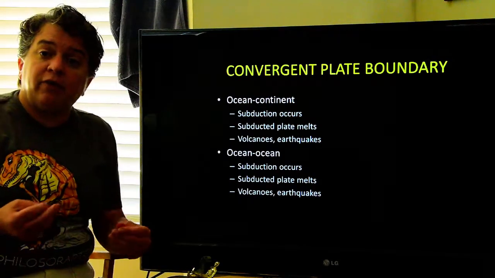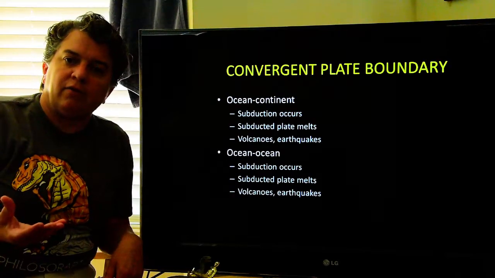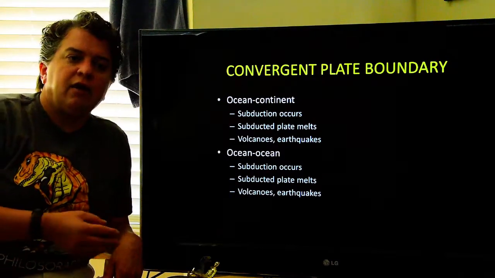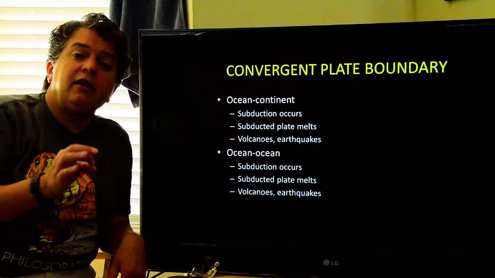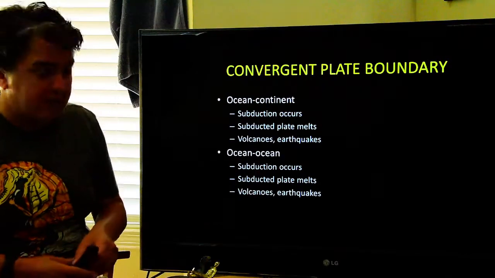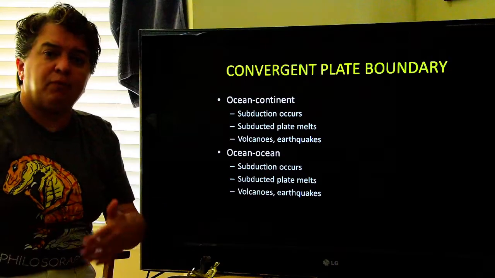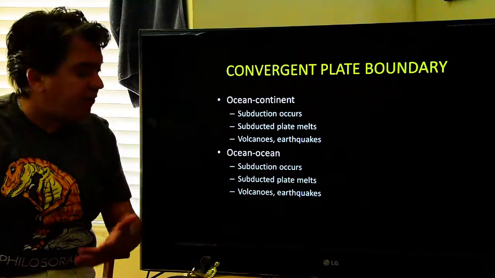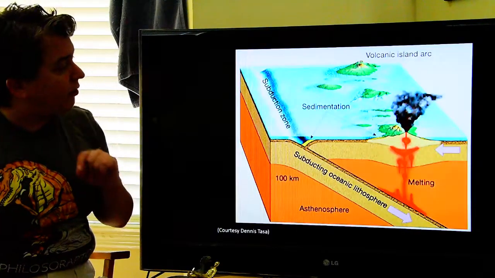And which plate's going to end up subducting? Well, it's going to be the denser plate, right? Density drives this. So whichever of the ocean plates is denser will subduct, and usually it is the older, colder plate that's going to be denser. It subducts. Again, it gets to a certain depth where part of the plate and the mantle above it begin melting, and thus we get volcanic activity and earthquakes.